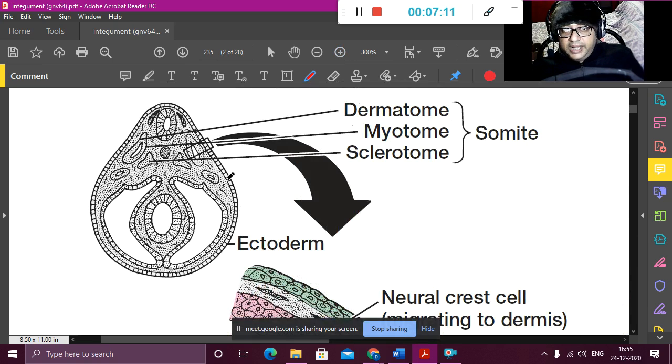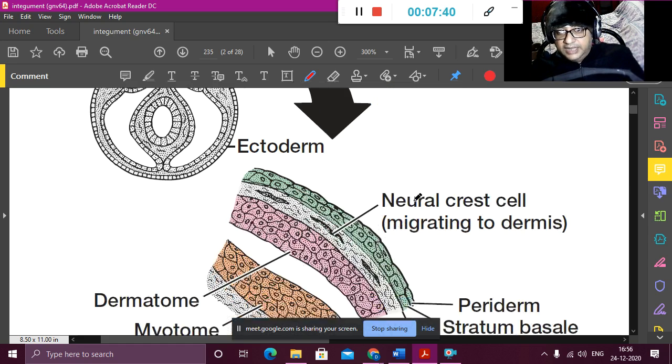So this is the ectoderm. If you take a cross section, the outer layer is the ectodermal layer. This outer layer is the ectodermal layer. If you take a section of this region, I'll draw this once more, this little section. They are taking a section of this embryo, they are enlarging it here.